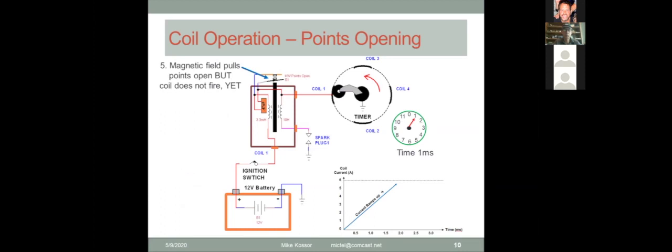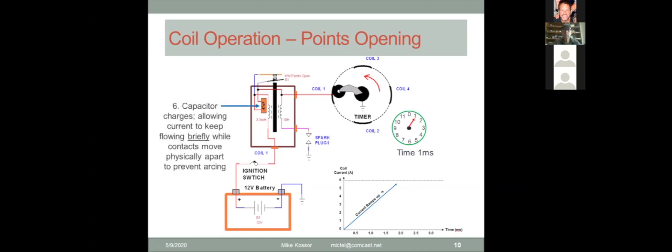A little bit of time passes and the magnetic field gets strong enough to pull open the points. But the points don't fire a spark just yet, even though the points are open. Why is that? That's because the capacitor begins to charge, allowing current to bypass the open points and go through the capacitor. This happens for just a brief interval, and it allows the contacts to move physically apart so electrons can't jump across them and start arcing.